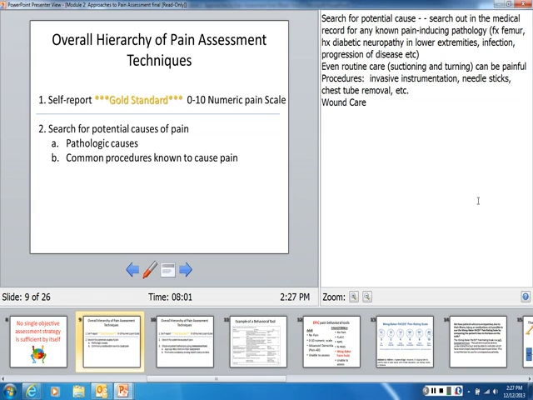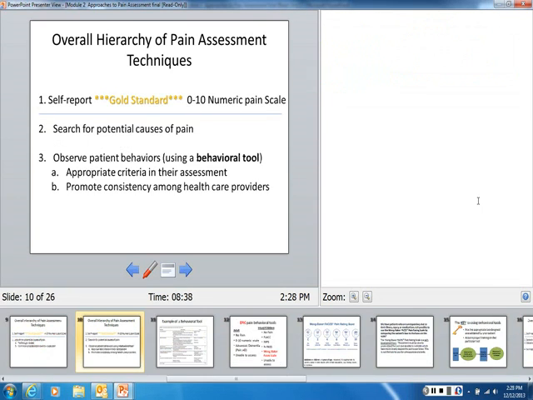Are there also common procedures that the patient is undergoing that cause pain? Routine care, suctioning, turning the patient can be very painful. Procedures, inserting a Foley catheter, invasive instrumentation, needle sticks, chest tube removal, these are all considered painful procedures. And even if the patient has wound care, that can be extremely, extremely painful. So search for potential causes of pain in your nonverbal patient and keep that in mind as you go through the rest of these assessment tools.